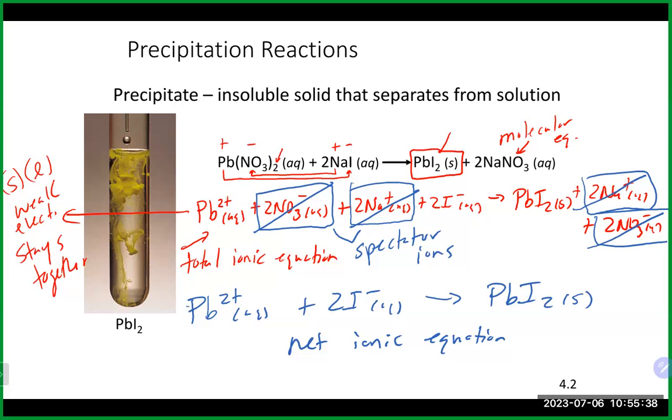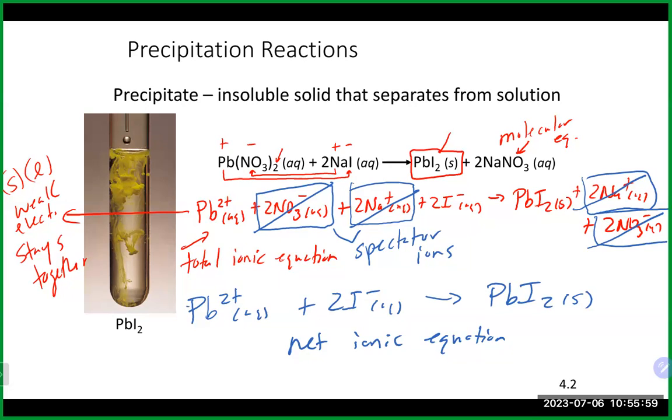When you get to the total ionic equation and you cancel out your spectator ions, if you did it correctly, they should completely cancel out. So if you get to that part and it's like, I got 2 on one side and 1 on the other side, that probably means you did not balance the equation correctly. And you should go back and balance it correctly. Any questions on that? So this is a precipitation reaction.